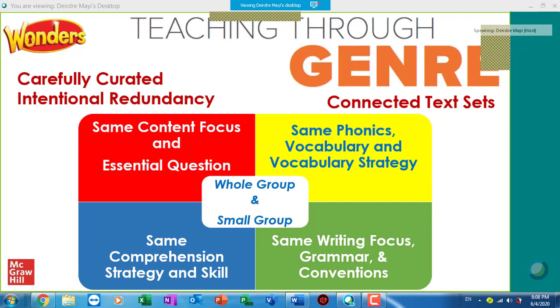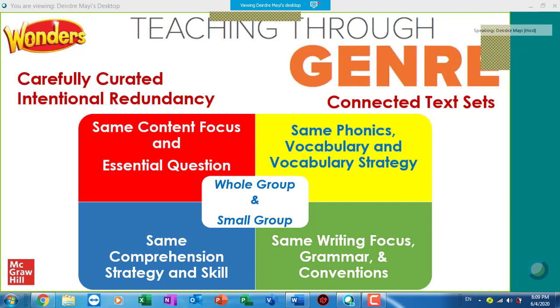There are 3 genre sets per unit. Genre sets 1 and 2 will each last for 10 days. The third genre study is shorter. It will last for 5 days.